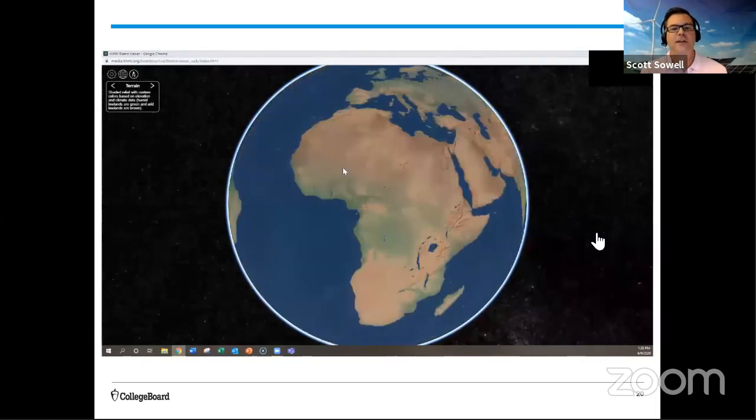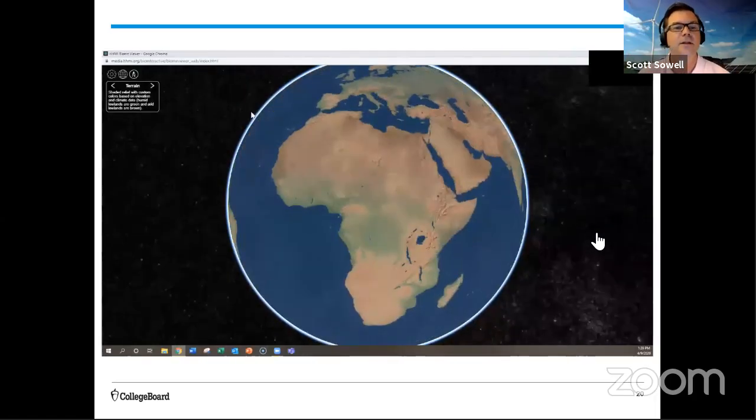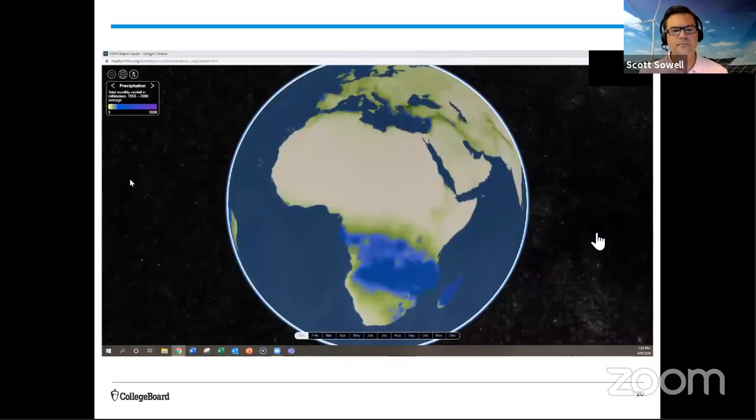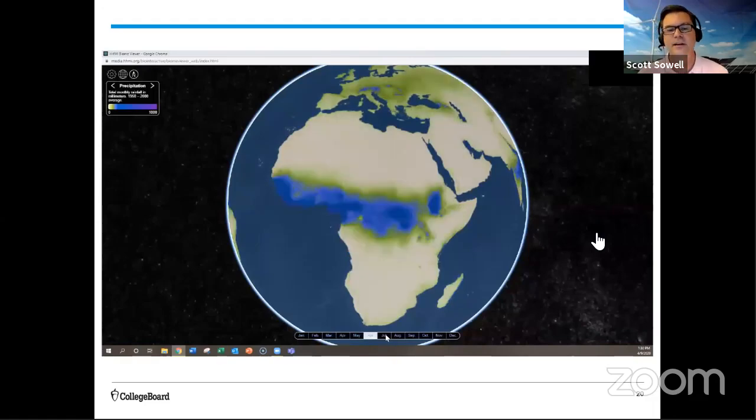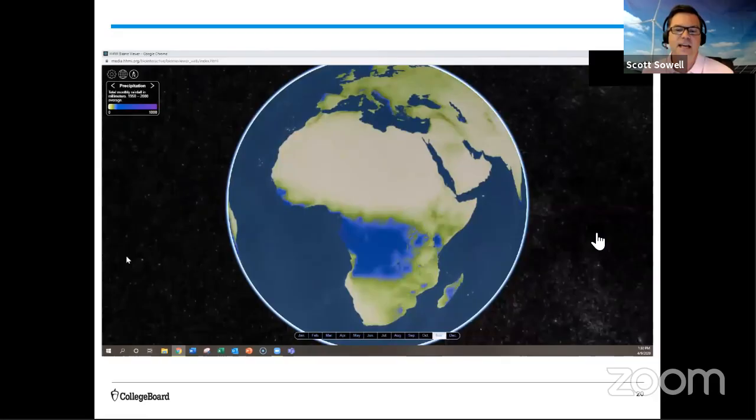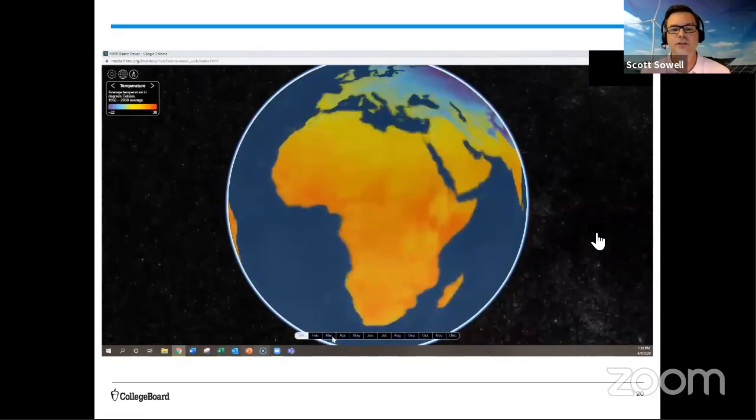But I first wanted to just put it onto terrain. Well, if you go over to that top left section, you can actually toggle it over to where it says precipitation. And you can go through and change the months and see how the precipitation, in this case over the continent of Africa, changes over the course of the year. That's just kind of interesting to look at. And you can switch it again at the top left to temperature and do the same thing. Look at how temperature changes over the course of a year in one particular location.